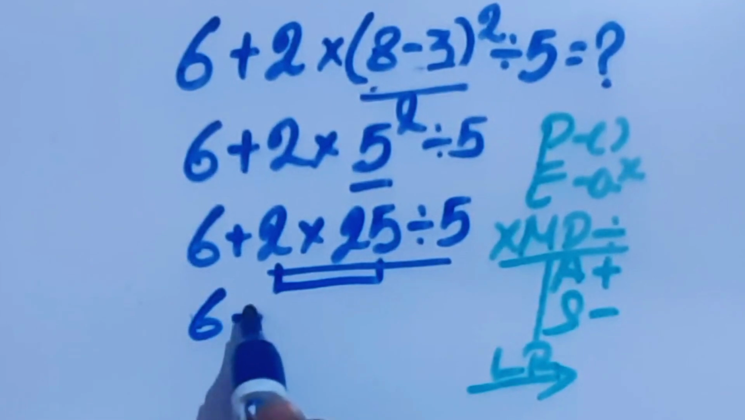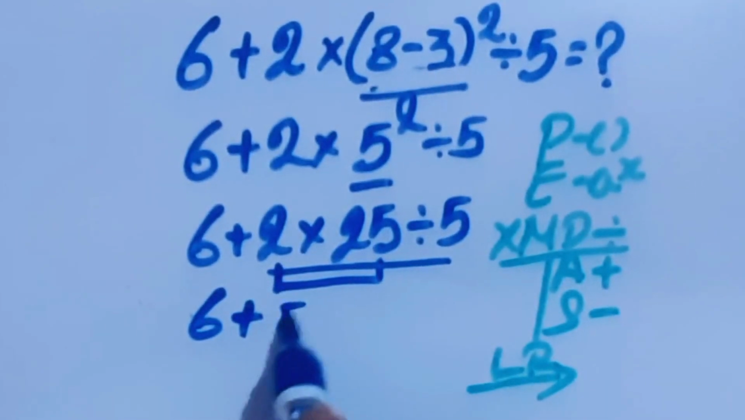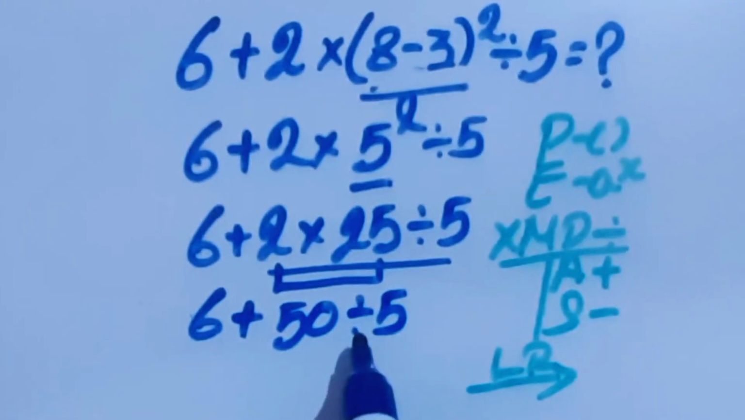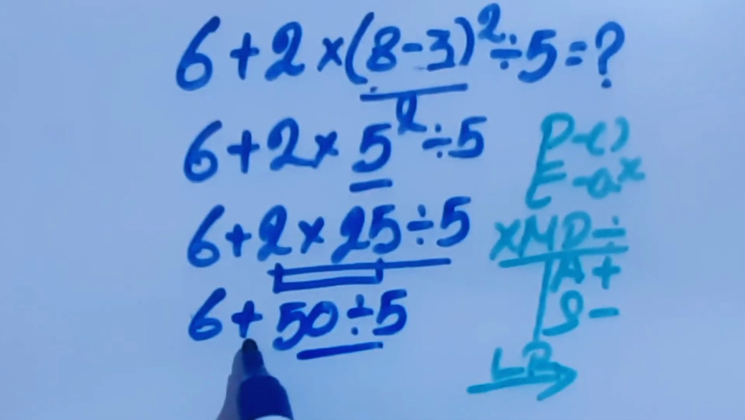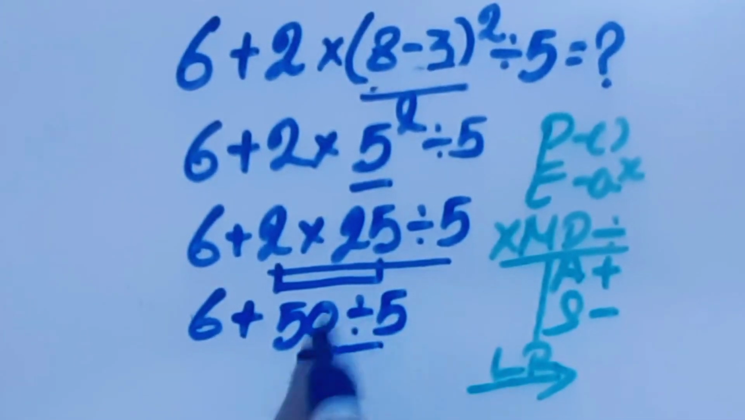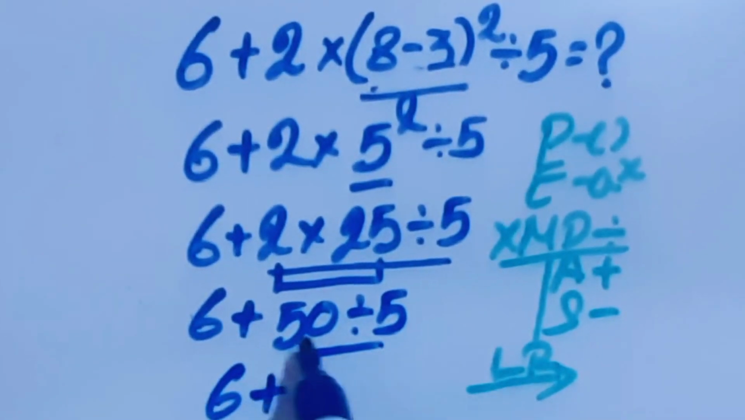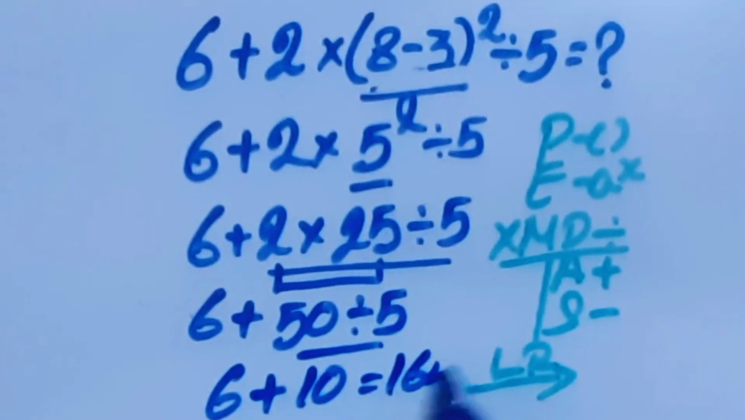So 6 plus 50 divided by 5. Here we have addition and division. Division is higher priority than addition, so we have to do this division before the addition. So 6 plus this is 10. Here 6 plus 10 is 16, which is the right answer.